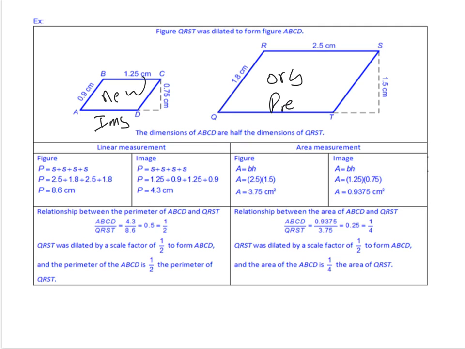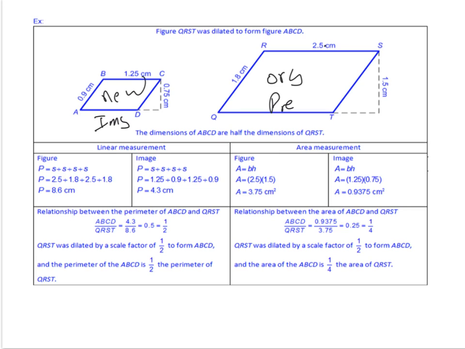2.5 plus 2.5. Let me get my pointer back. 2.5 plus 1.8 plus 2.5 plus 1.8 will give us 8.6. And then, of course, our new or our image will give us 1.25 plus 0.9 plus 1.25 plus 0.9, and that'll give us 4.3. Now, the only difference here is these numbers switch, so I wonder will our scale factor switch? And I would say yes.